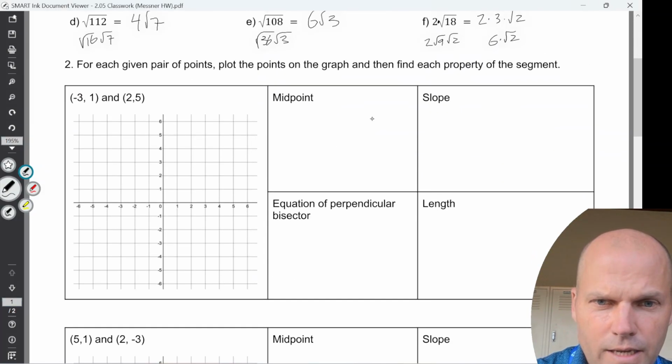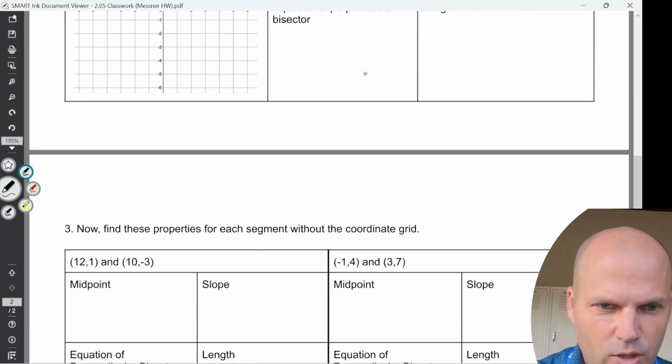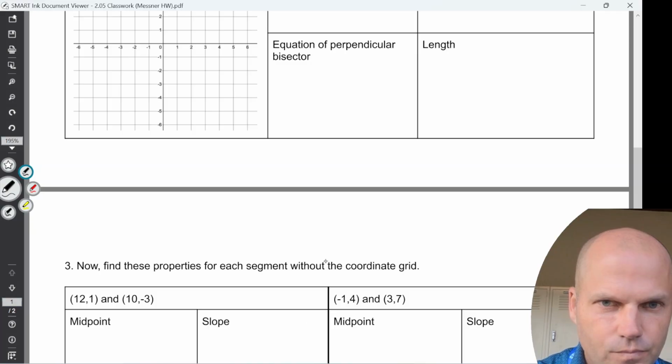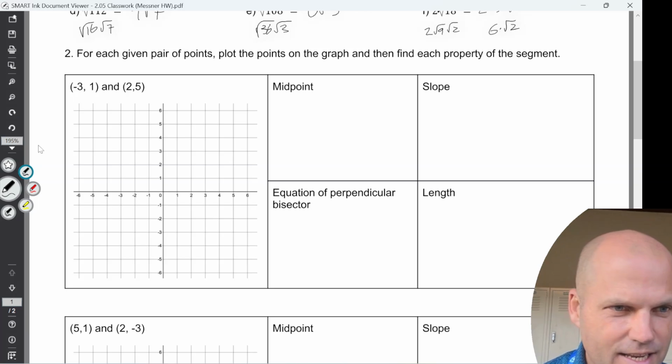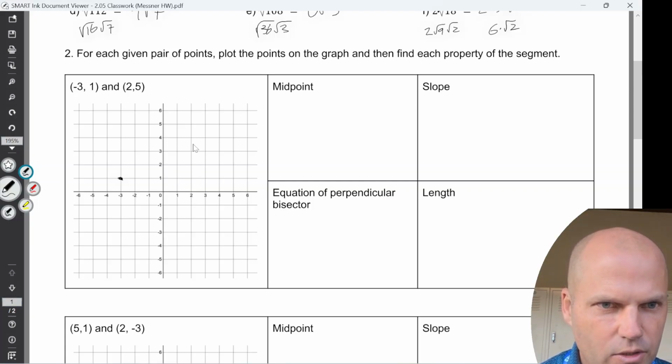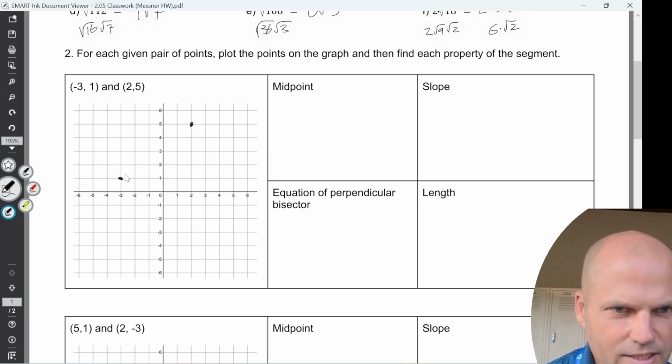All right. Now, the next series of questions is just the same questions over and over, where we have 2 points, which creates a line segment. And we want to find the midpoint of the line segment. We want to find the slope. We want to find the equation of the perpendicular bisector. We want to find the length. So we can visualize the line segment.